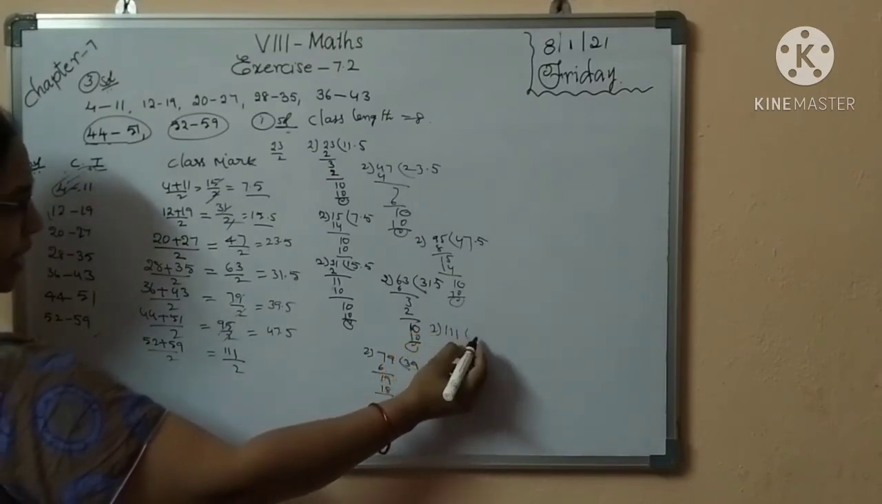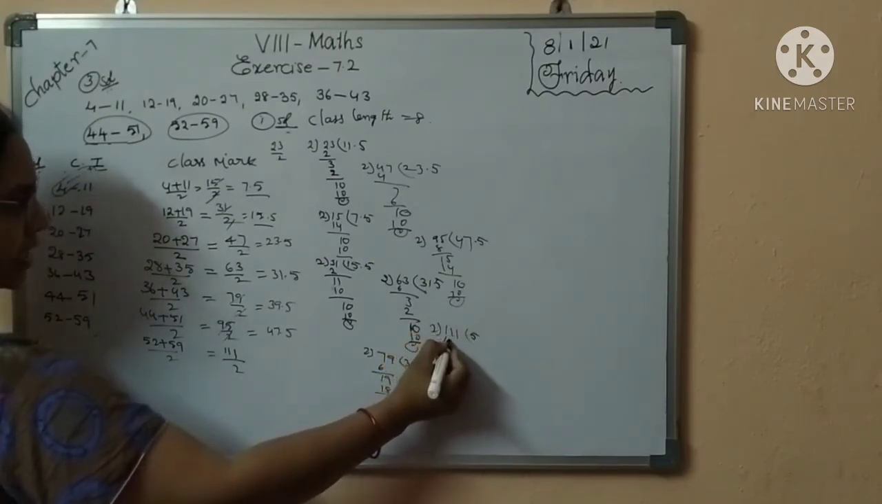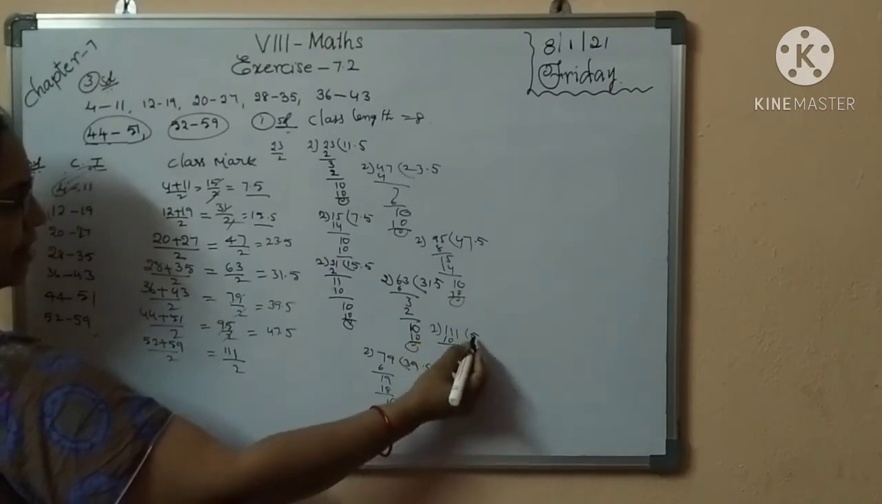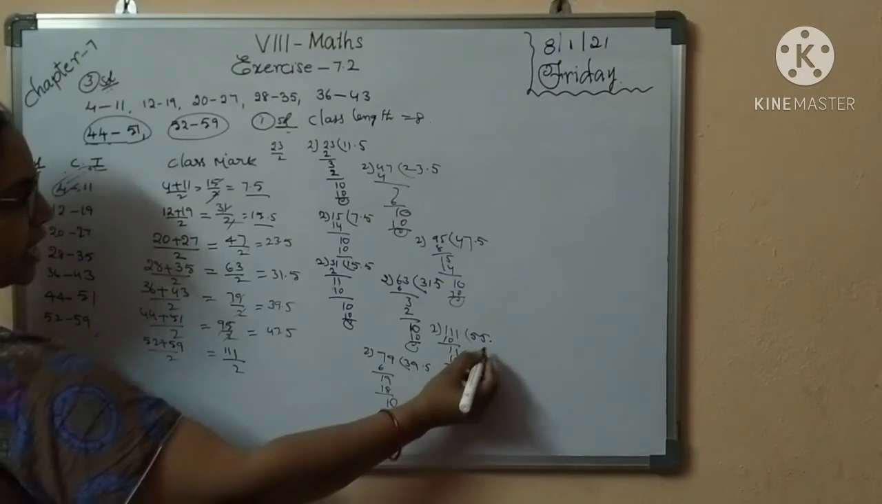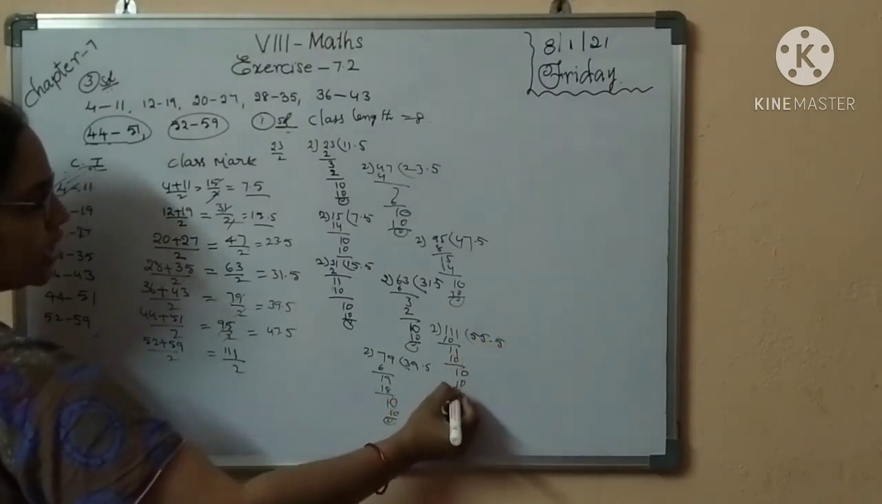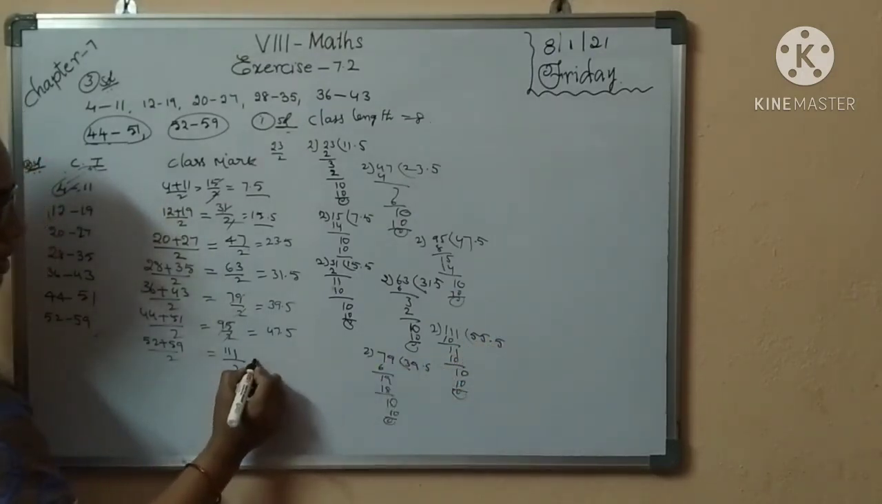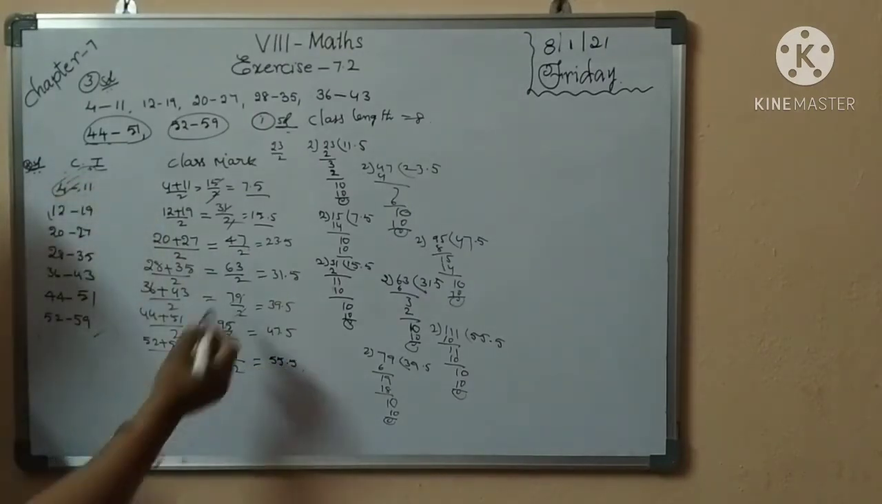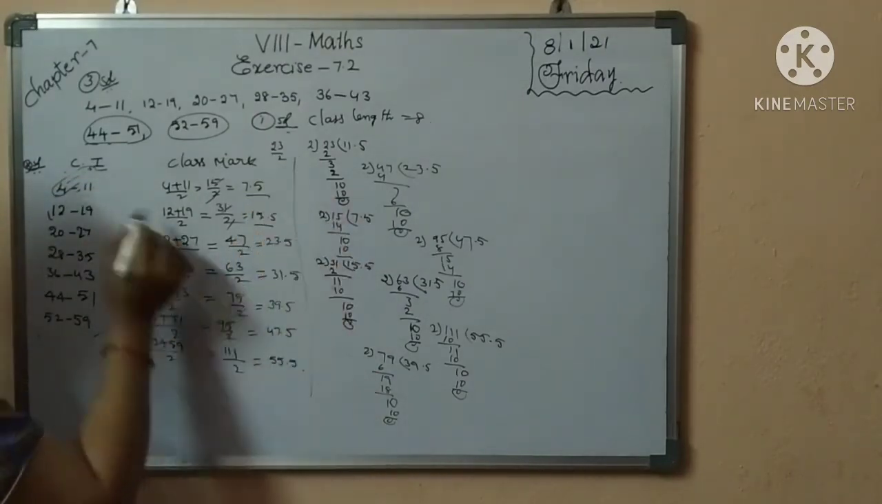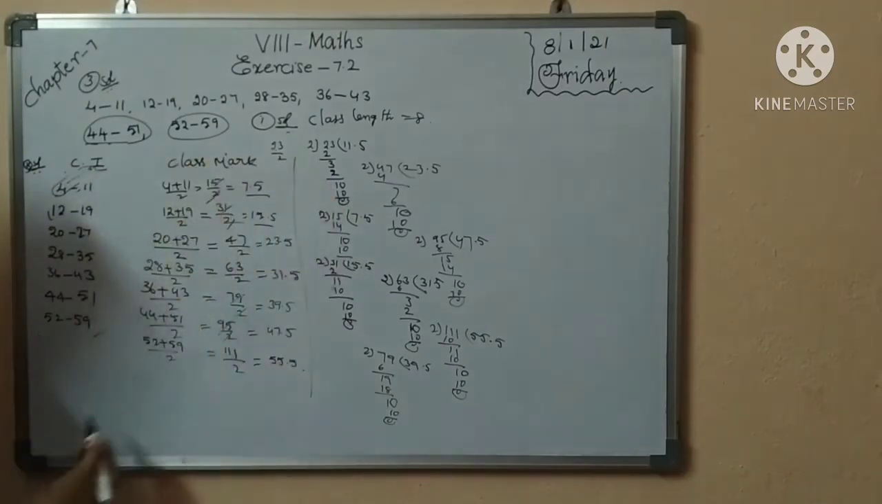111 divided by 2. 5 twos are 10. 1, 11. So again 5 twos are 10. 1. Put the point, take the 0. 5 twos are 10. So here 55.5. It is a class mark of the given class interval.